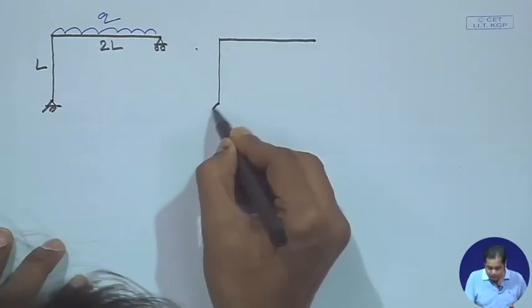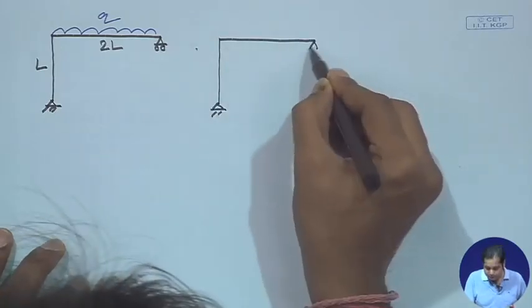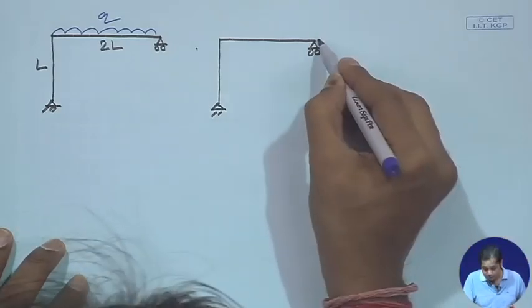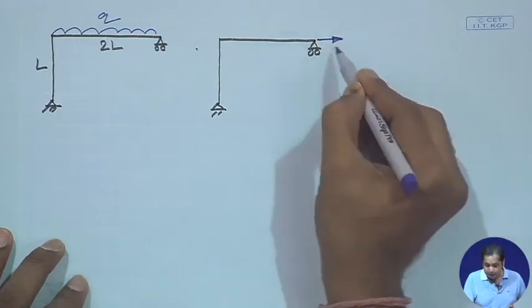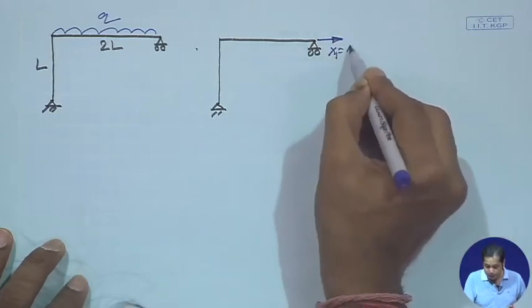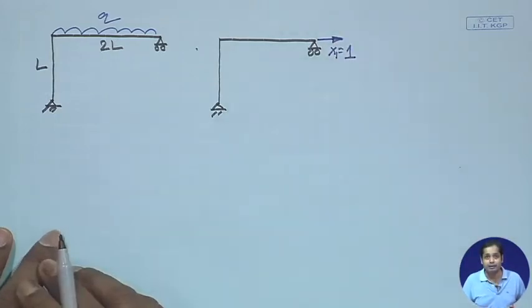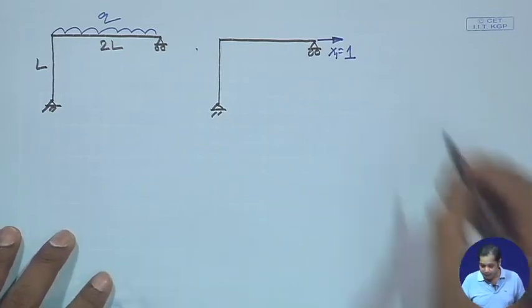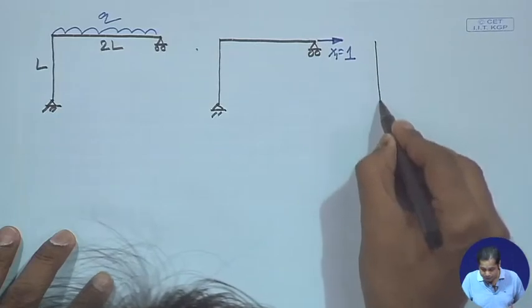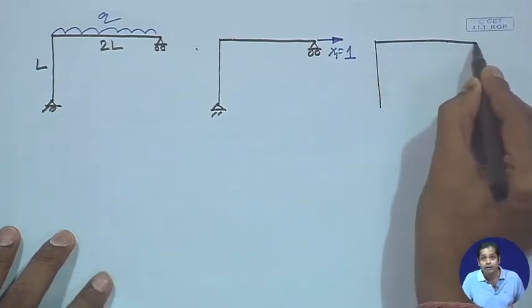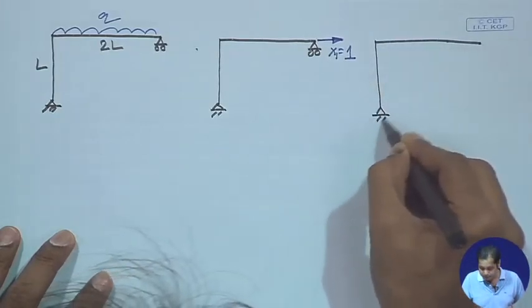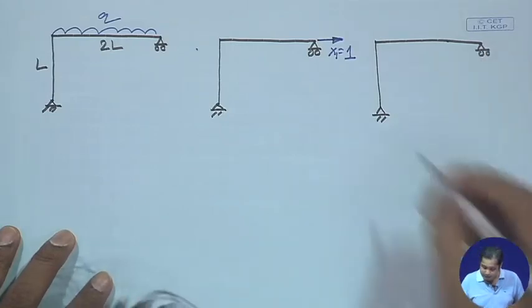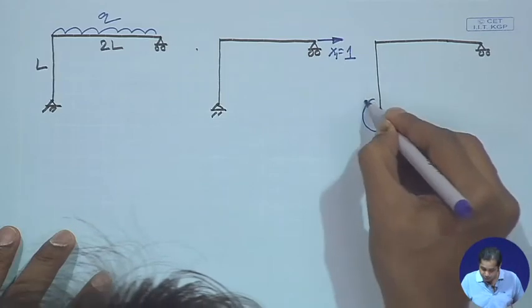We have the primary structure which is subjected to the redundant force in the direction of the first redundant force. So, in this case x 1 is equal to 1 unit load in the direction of the first redundant force. And then third, we have the primary structure which is subjected to the second redundant force, and the second redundant is this moment here.